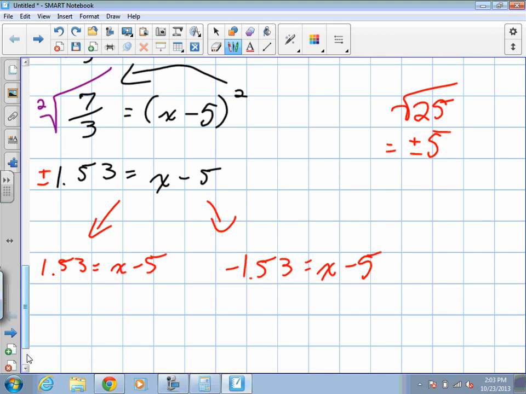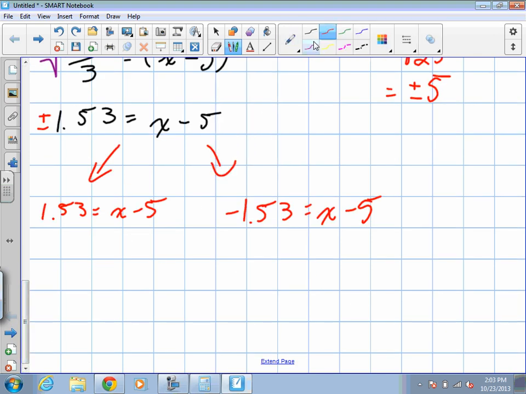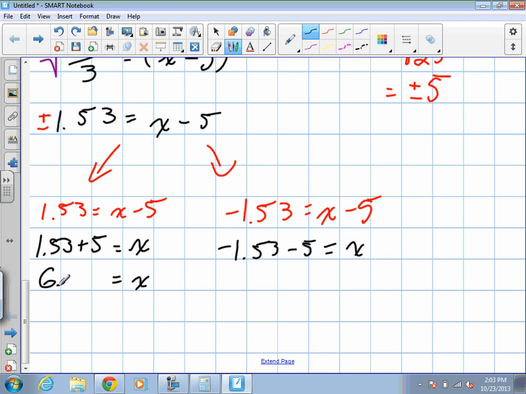We still have to isolate x, so I bring negative 5 over. It becomes 1.53 plus 5 is equal to x. And this becomes negative 1.53 plus 5 is equal to x. In this case, x is 6.53. That's one of our x-intercepts. And the other one would be... Oh, this should be a plus. Yeah, there you go. Sorry about that. This should be 3.47.